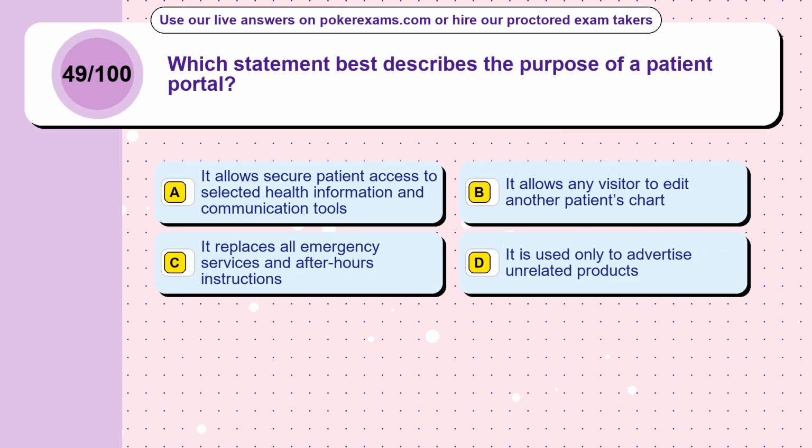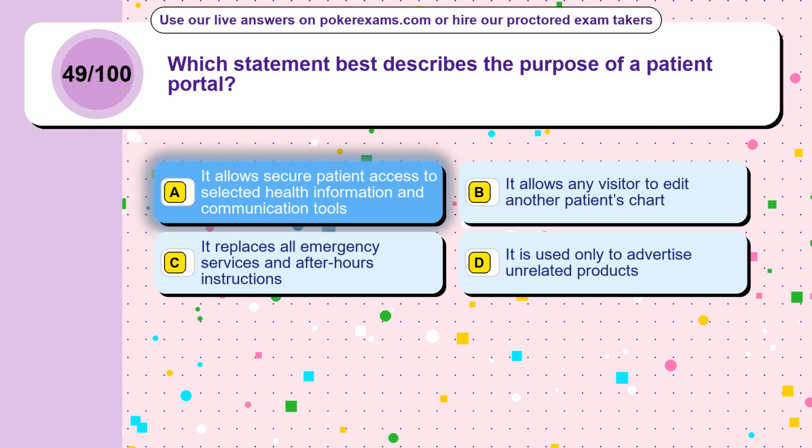Question 49. Which statement best describes the purpose of a patient portal? Option A. It allows secure patient access to selected health information and communication tools. Option B. It allows any visitor to edit another patient's chart. Option C. It replaces all emergency services and after-hours instructions. Option D. It is used only to advertise unrelated products.